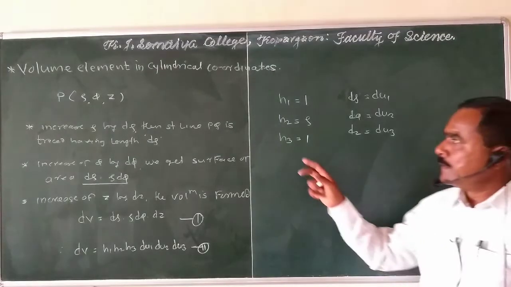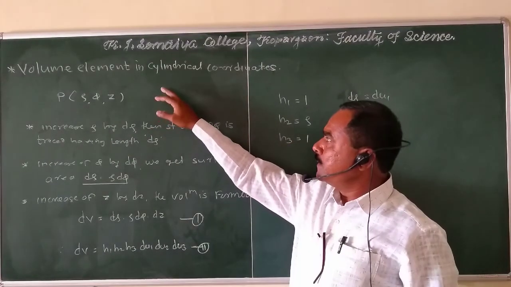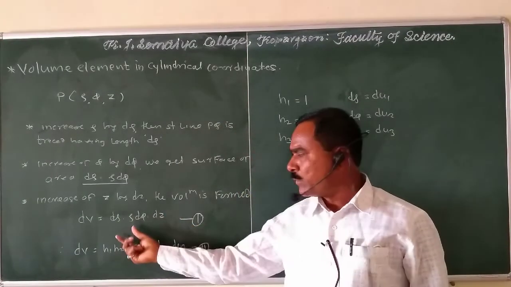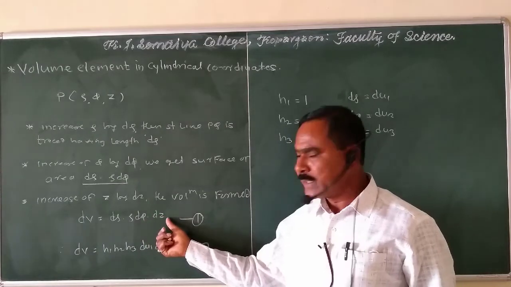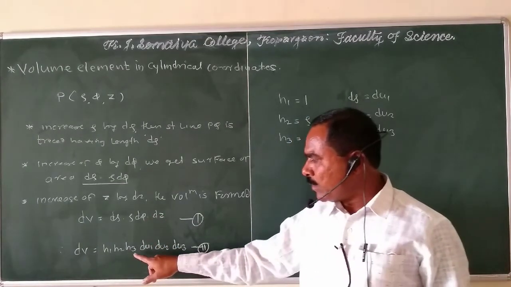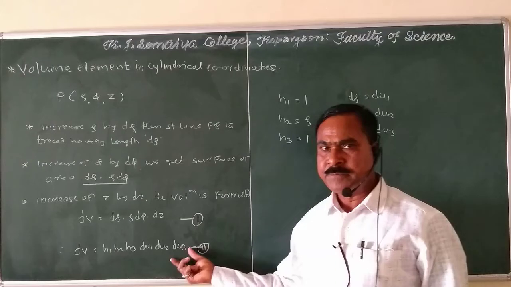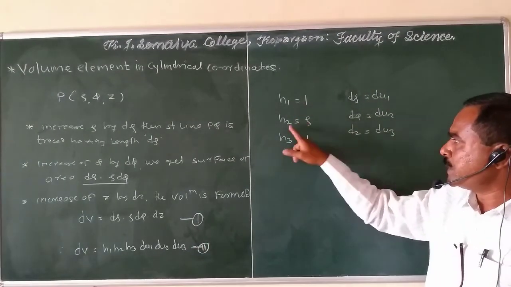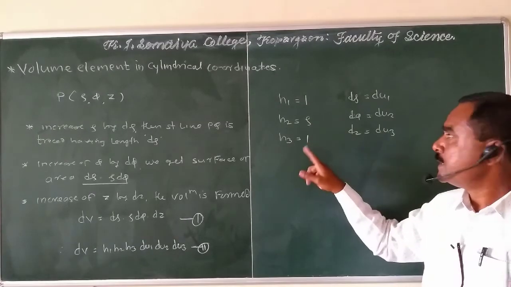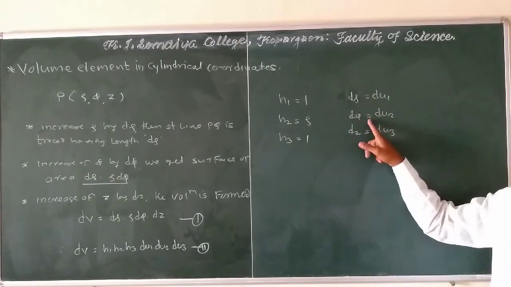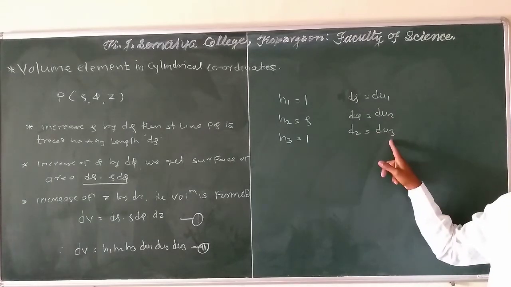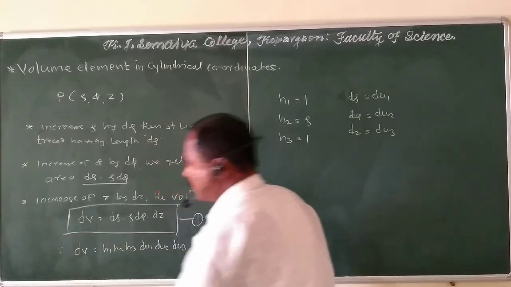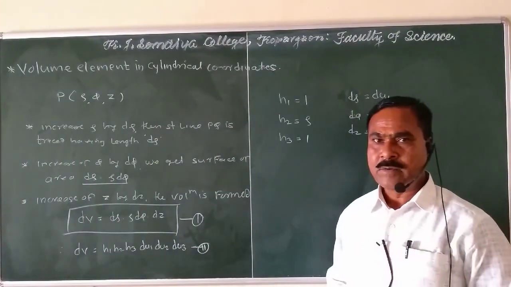So here in cylindrical coordinate system, the volume element has the expression dV equal to d rho, rho d phi and dz. When we compare this equation with the volume element in curvilinear coordinate system, we write the values of the scale factors, h1 equal to 1, h2 equal to rho and h3 equal to 1. Similarly, d rho equal to du1, d phi equal to du2 and dz equal to du3. So this is the expression of volume element in cylindrical coordinate system.